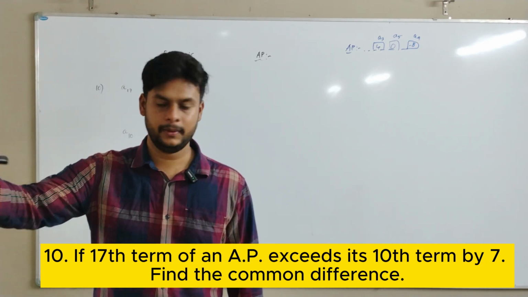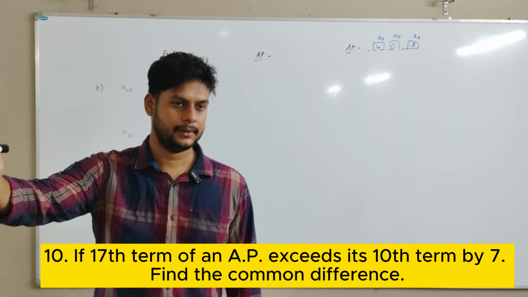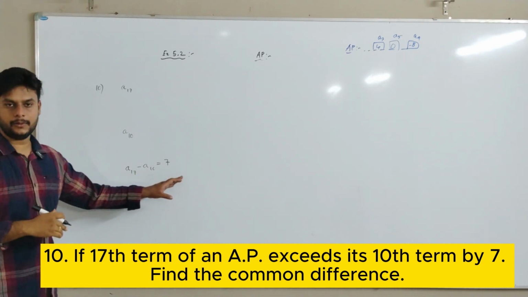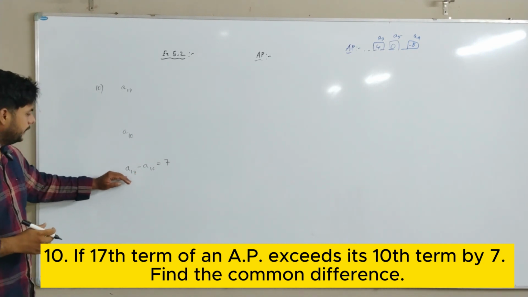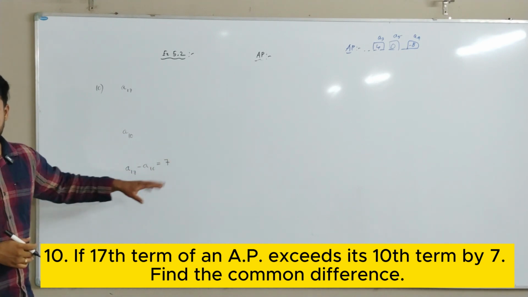If he gets 10 marks, how much will you have got? You will have got 3. Getting or no? So like that it is a sum. So I only did A17 minus A10 is equal to 7. The 17th term is exceeding the 10th term by 7. This is the equation. Perfect.